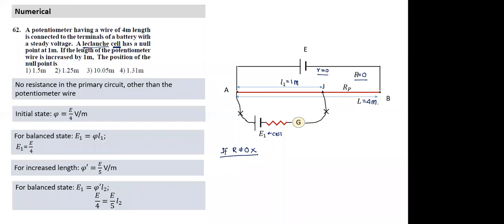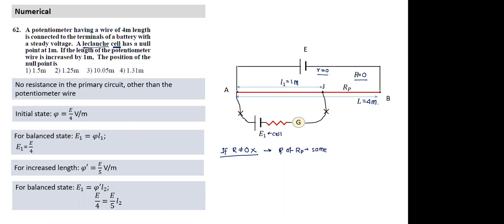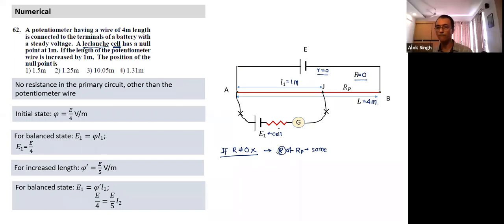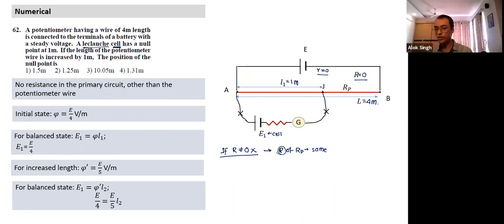Sir, why will the resistance change? Otherwise, what I have to assume, if R is not 0, this question can be solved if I assume that the resistance of the potentiometer wire remains the same. I am changing the length from 4 meter to 5 meter without changing its resistance. That's what you're assuming again. What will happen? Potential drop will remain the same. Sir, Rp, whatever is given, it's the resistance of the potentiometer. So you increase the length, decrease the length, it shouldn't be changing.